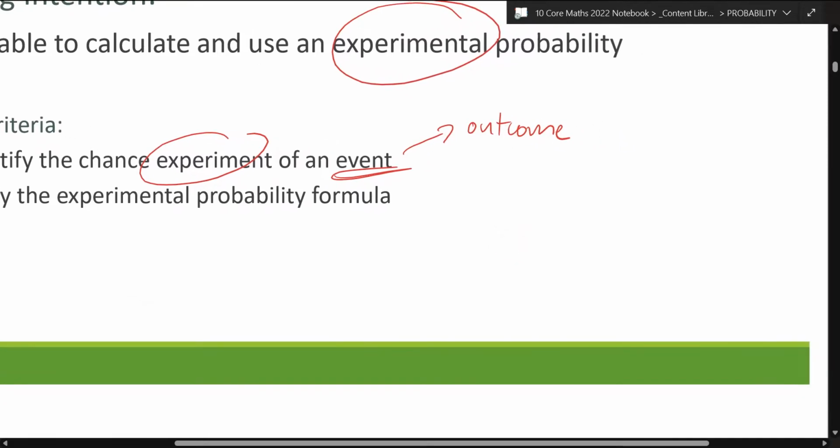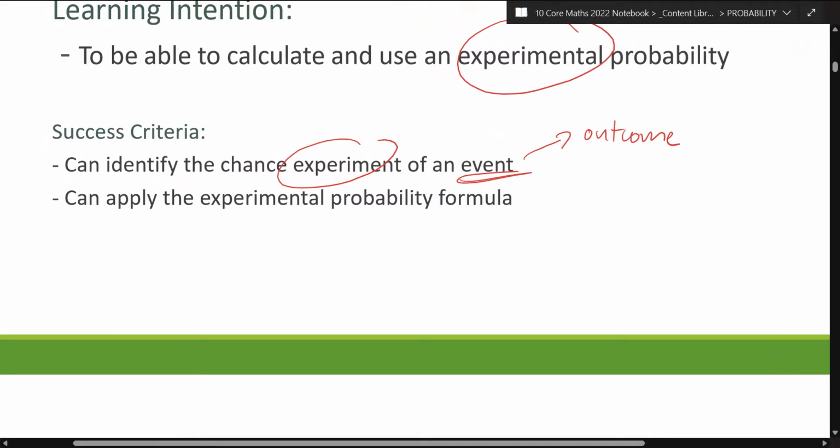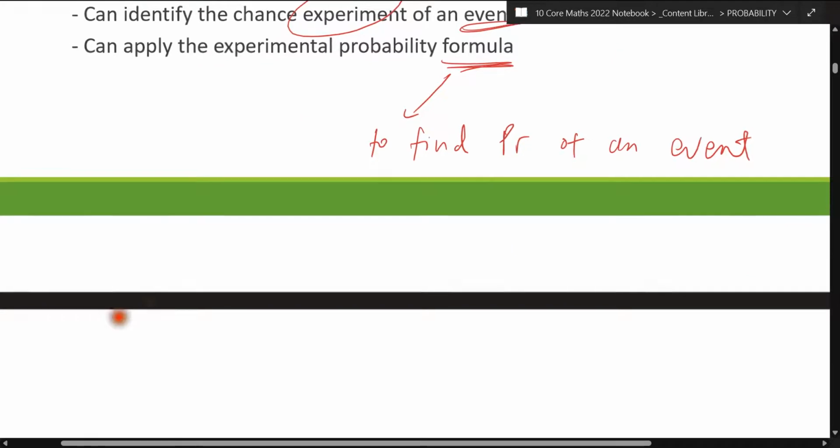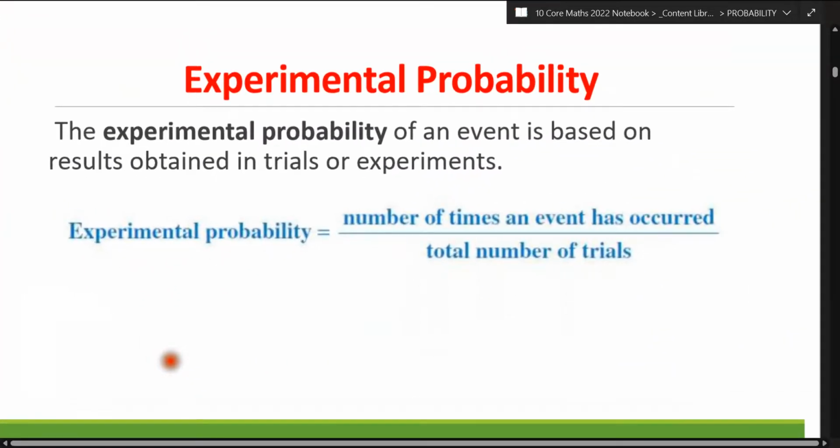Or it can also refer to what's the thing that's happening. And also from there, apply this experimental probability formula. Now this formula will help you figure out what the probability is. It's to help you find the probability of an event occurring. That's what that formula refers to. All right, so let's continue. So here is the formula that we're referring to.